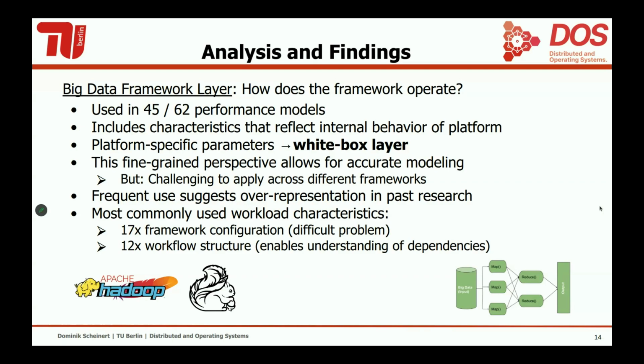And then also workflow structure. So how do different stages of your workflow depend on each other? How do certain tasks talk to each other? What are certain communications patterns? This is something that also must be considered.